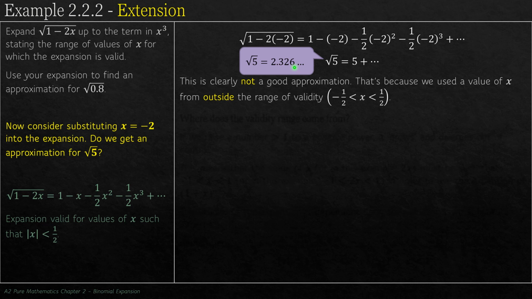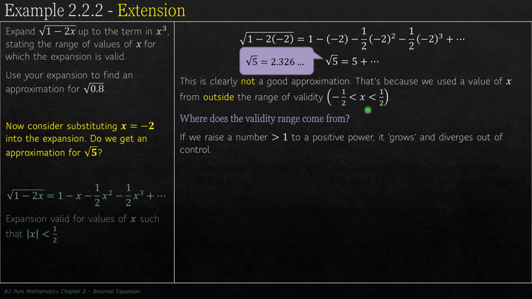It is a really poor approximation, and it's because we're outside that range of validity that we decided we needed to use. So let's just focus on why we have this validity range and where it has come from. If we're raising a number that is greater than 1 to a positive power, it is going to grow. It's going to diverge out of control. What that means is the value of -2 to the power of 10, for example, is a lot bigger than -2 cubed, which is a lot bigger again than -2.